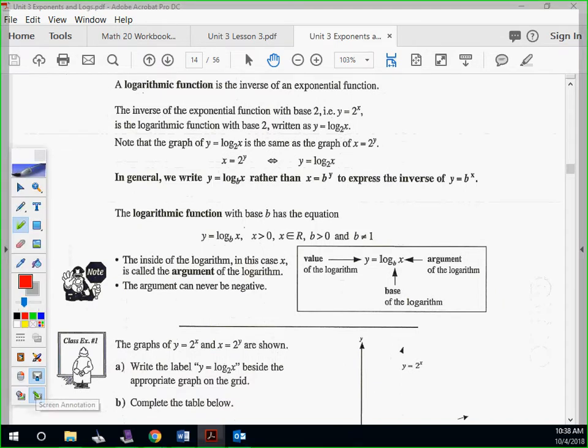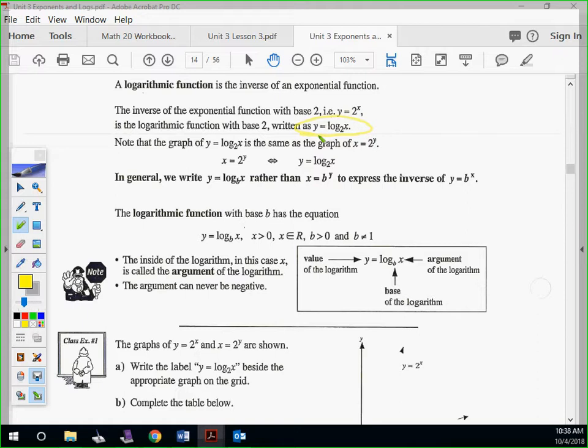A logarithmic function is the inverse of an exponential function. Just said that. Spoiler alert. The inverse of the exponential function with base 2, y equals 2 to the x, we write as y equals log base 2 of x. This is what we're doing today.